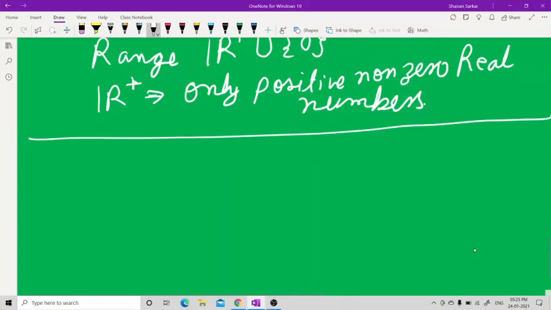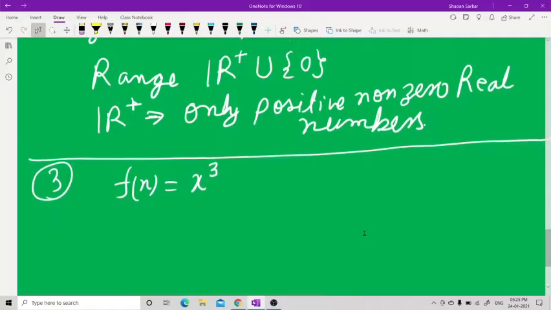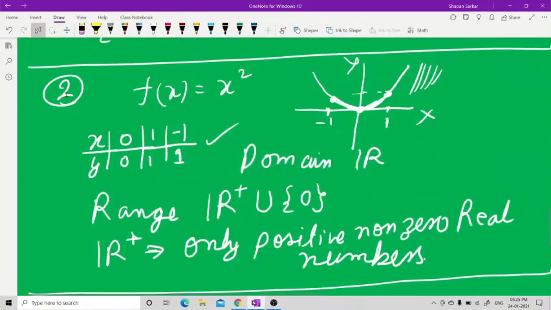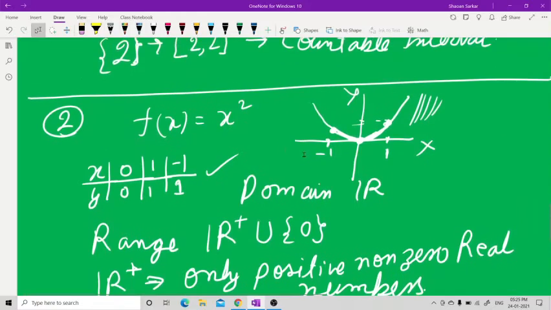The next graph is the third, f(x) equal to x cube. But first, one more observation on the above graph, f(x) equal to x square. Whatever portion is on this side, the same portion is on this side. That means the graph is symmetrical about the y-axis.